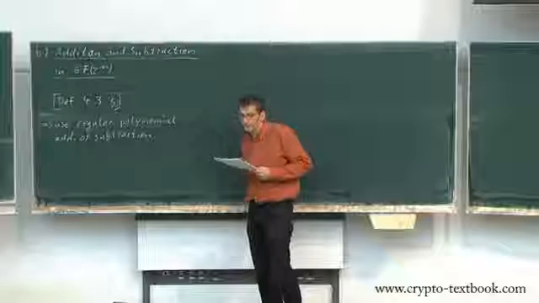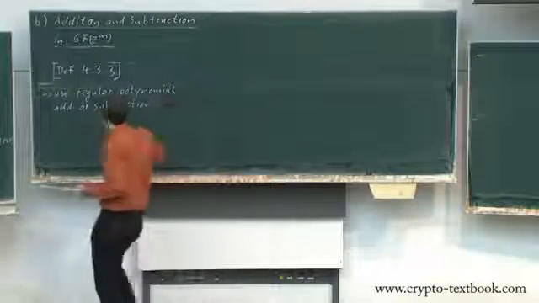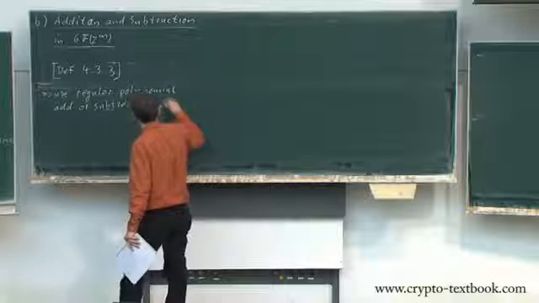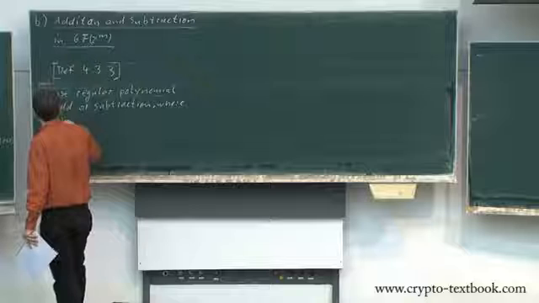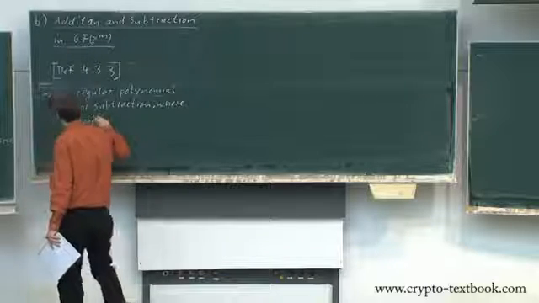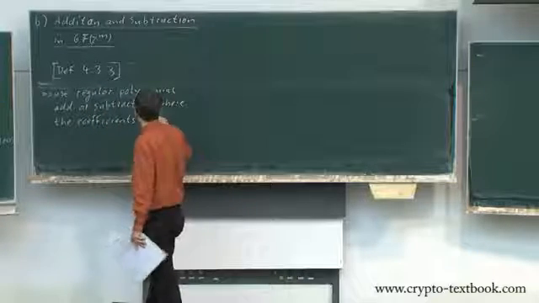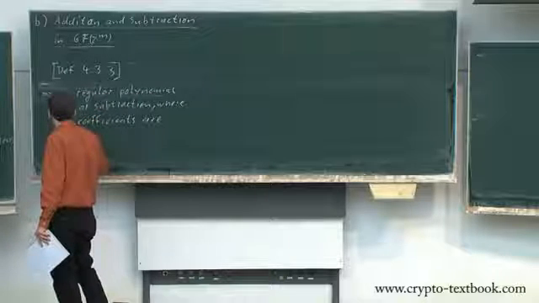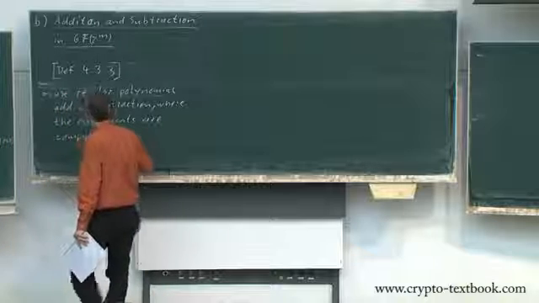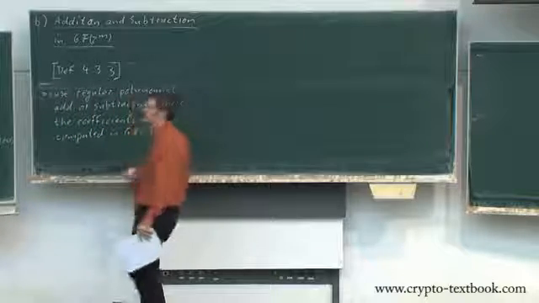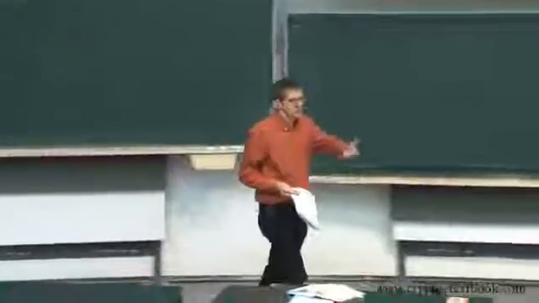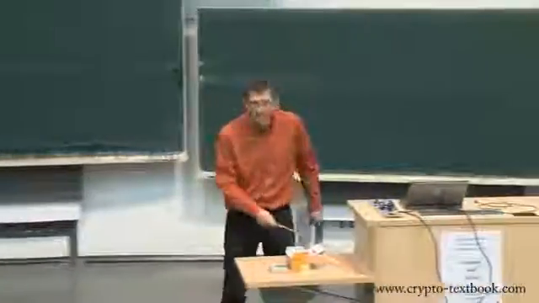There's one important small detail for GF2 to the M: use regular polynomial subtraction, comma, where the coefficients are computed in GF2 again. That means when you add here at this point, if you add A0 and B0 as an example, you do that modulo 2 because the coefficients are in GF2. So it means the arithmetic of the coefficients is in the subfield.